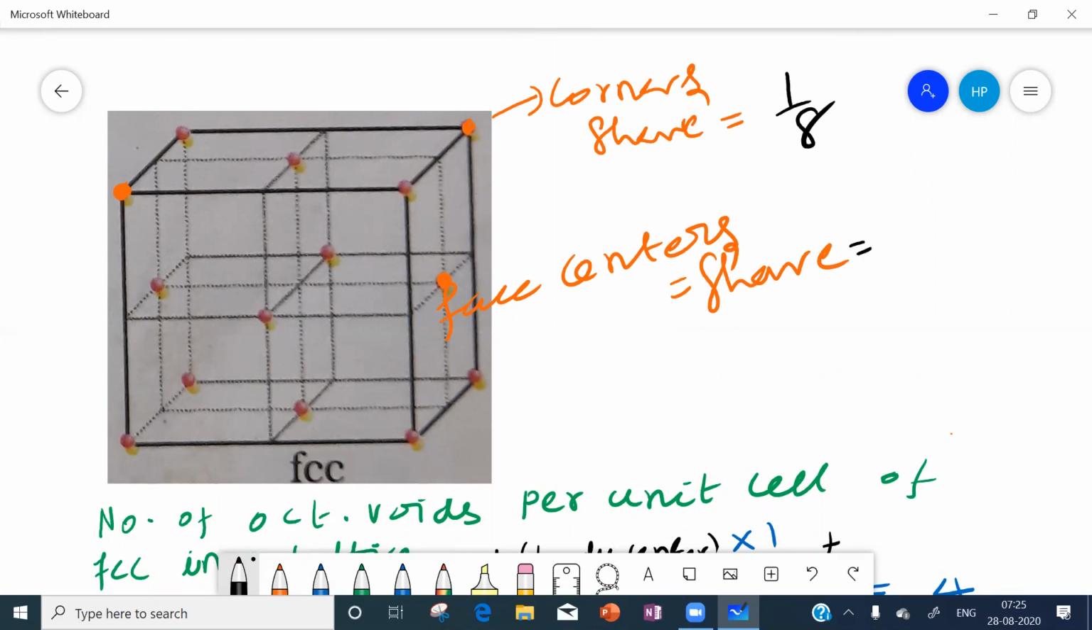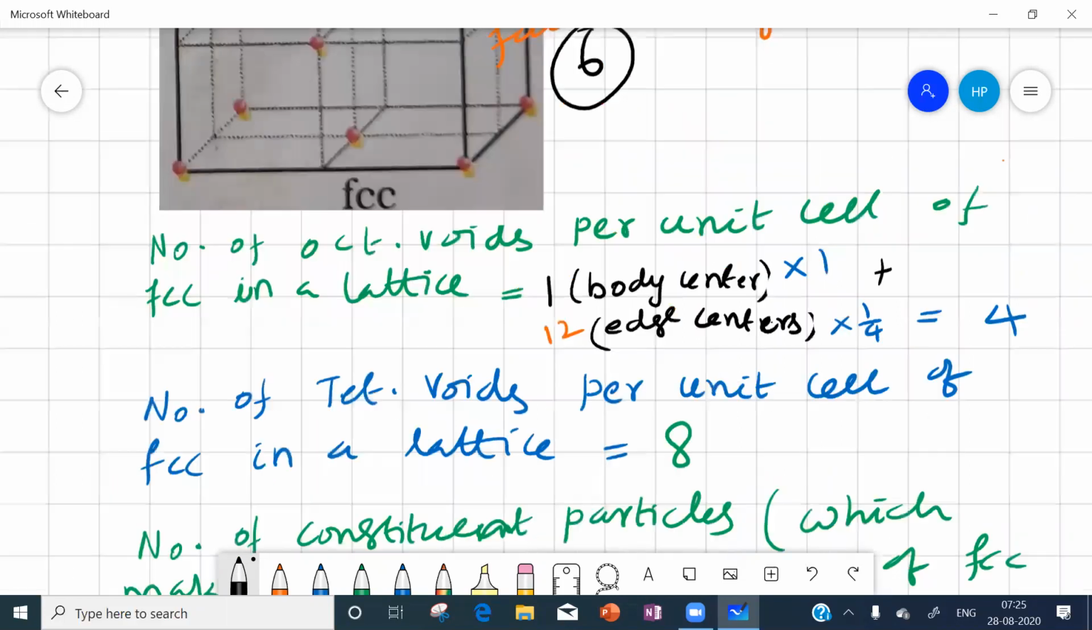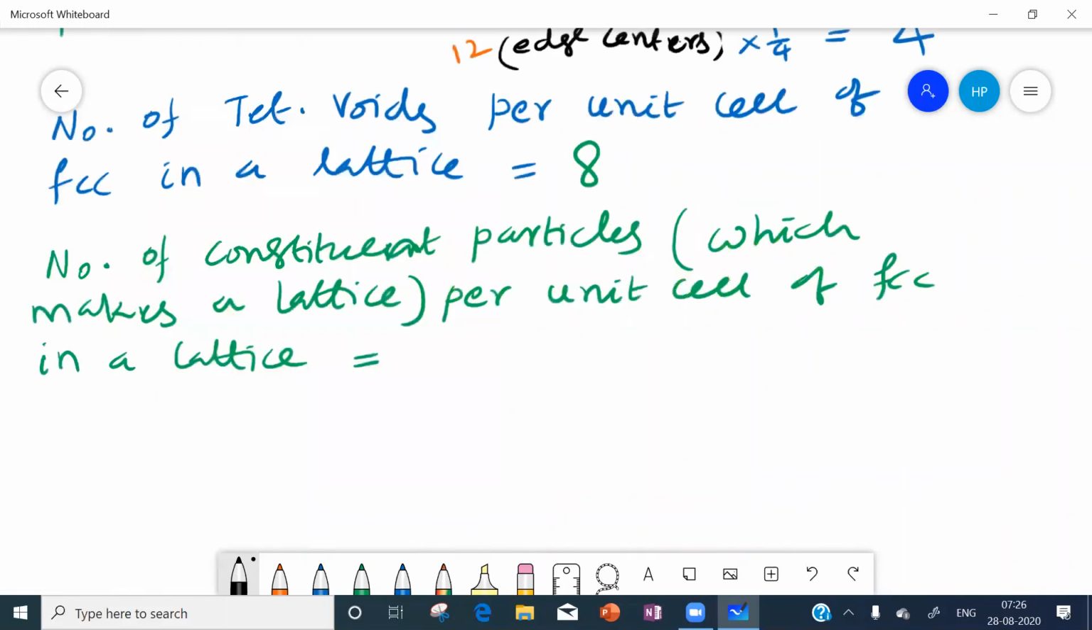Face centers give a 1/2 share. So how many face centers are there? Six face centers. How many corners? Eight corners. Now we will see the number of constituent particles.